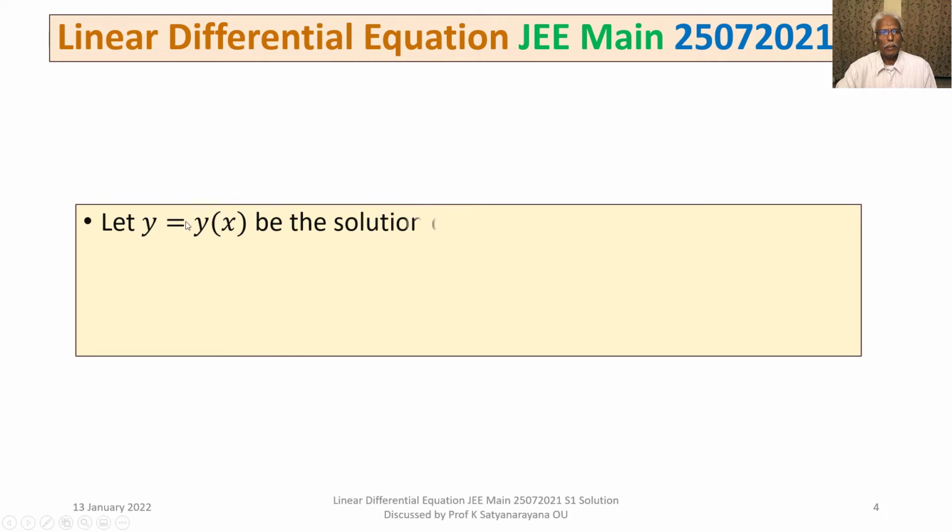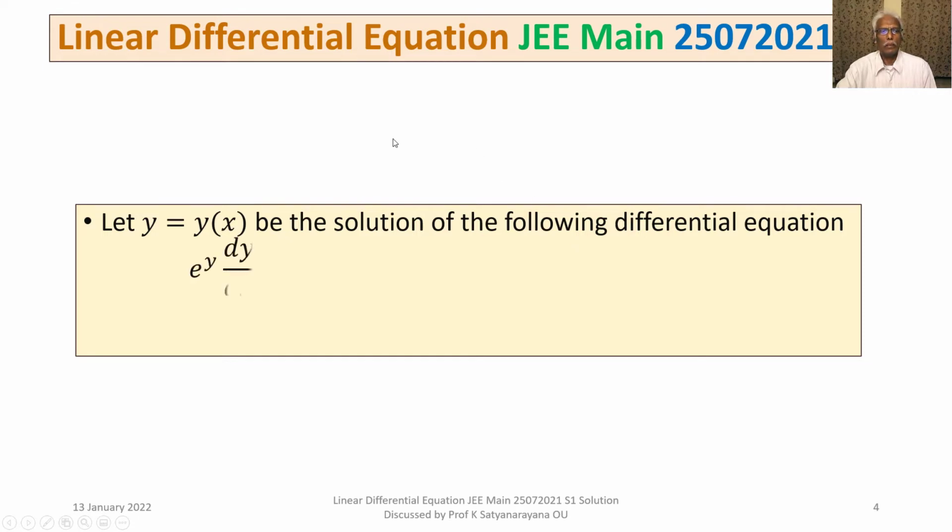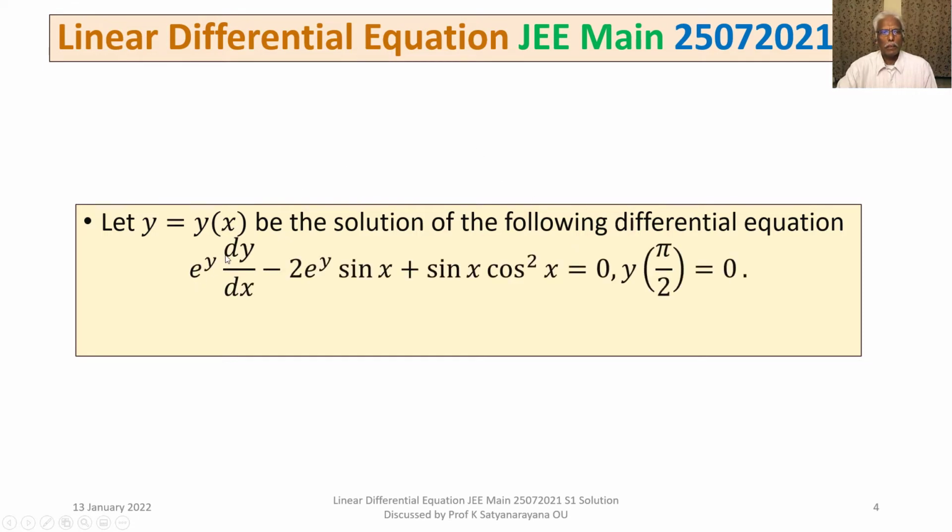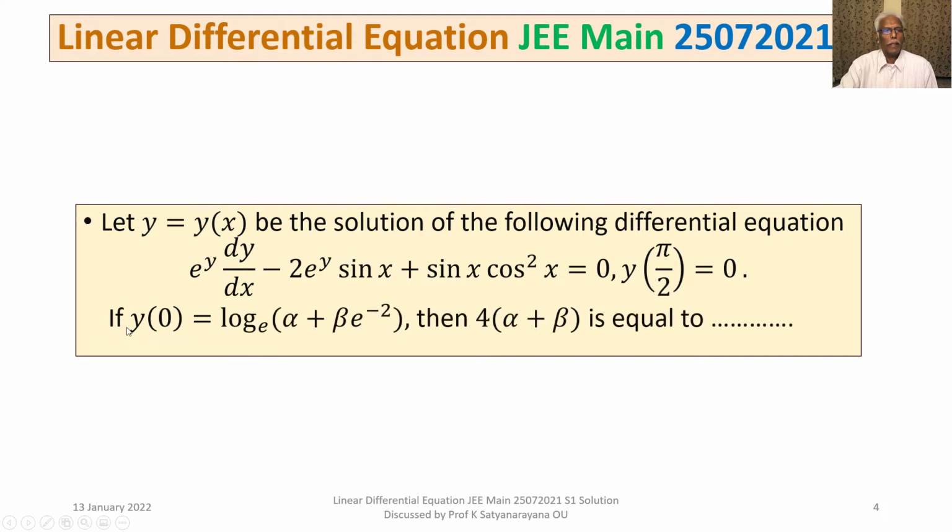The problem is, let y be the solution of the following differential equation: e power y into dy by dx minus 2 e power y sin x plus sin x cos square x is equal to 0, y at x is equal to pi by 2 is equal to 0. If y at x is equal to 0 is equal to logarithm of alpha plus beta e power minus 2 to the base e, then 4 times alpha plus beta is equal to.